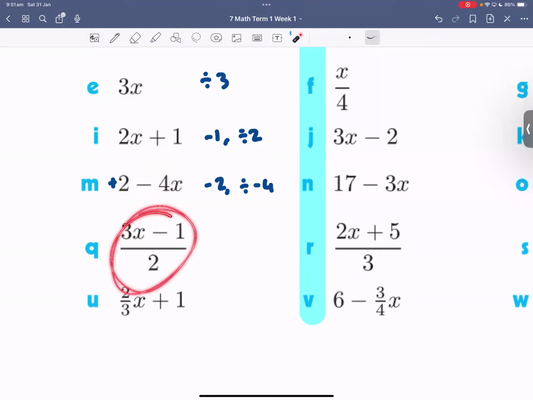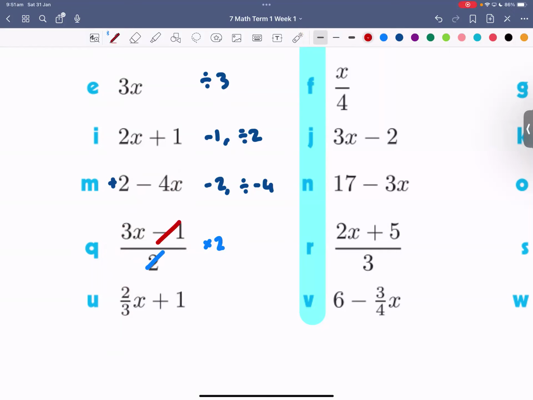All right, this is easy, guys. What's the outermost layer here? The divide by 2. So how do you get rid of the divide by 2? Times 2. Cool. I'll do it in different colors. So I got rid of the divide by 2 by doing times by 2. Then I got to get rid of the take 1. How do I get rid of the take 1? +1. And then I had to get rid of the 3x. How do I get rid of that 3? Divide by 3. That is completely correct. Well done.